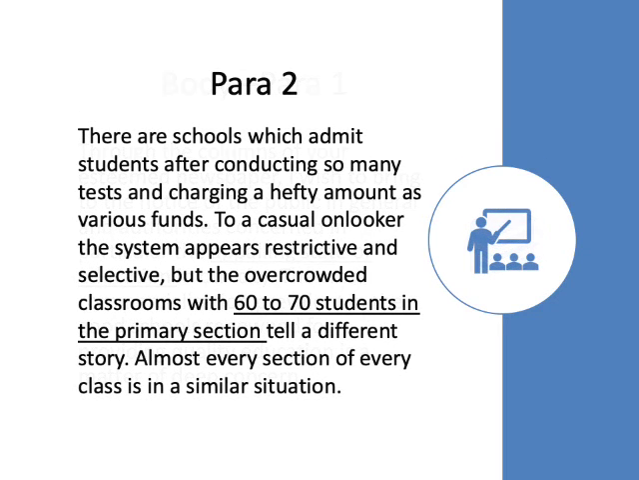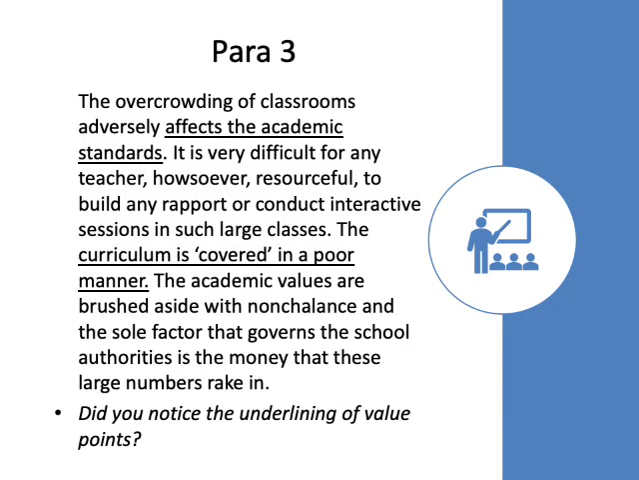Para 2. There are schools which admit students after conducting so many tests and charging a hefty amount as various funds. To a casual onlooker, the system appears restrictive and selective, but the overcrowded classrooms with 60 to 70 students in the primary section tell a different story. Almost every section of every class is in a similar situation. The overcrowding of classrooms adversely affects the academic standards.